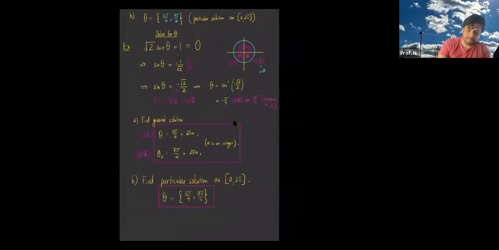Okay, guys? I hope this makes sense. I know it may seem a little strange at first because now we're doing trigonometric equations. We're solving trigonometric equations.